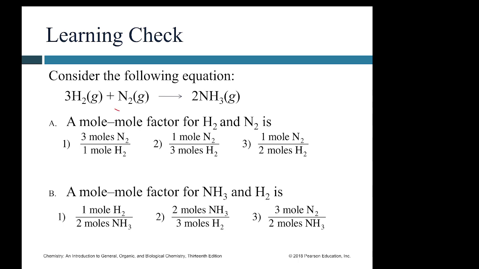So we look at N2. We look at this number here, right? That number is what? Yeah, there'd be 1 N2. So that's 1. And then we're trying to relate that to hydrogen, right? And so, how many hydrogens? 3. So for every 1 mole of N2, we would have how many moles of hydrogen? 3. Yeah, and that's the mole to mole ratio, isn't it?